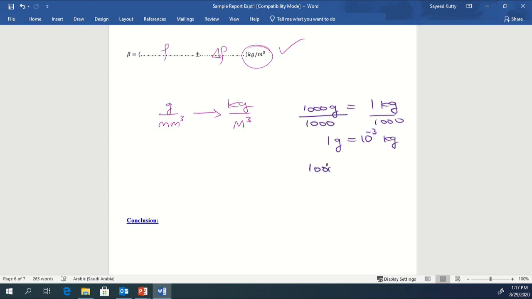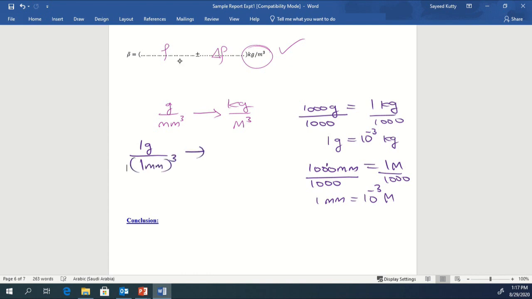And what about 1 millimeter? We know that 1000 millimeter is 1 meter, because I need to convert into meter cube. I'm going to do the same way. I'm going to divide both sides by 1000. So 1 millimeter is 10 to the power minus 3 meter, right? So let me write here: 1 gram divided by 1 millimeter cube. I need to convert this into kilogram per meter cube. So instead of 1 gram, I can write 10 to the power minus 3 kilogram. Instead of 1 millimeter, I can write 10 to the power minus 3 meter.